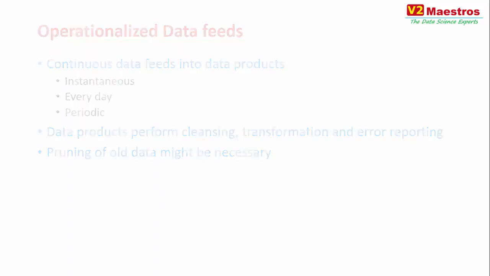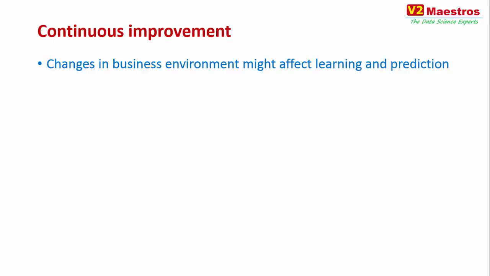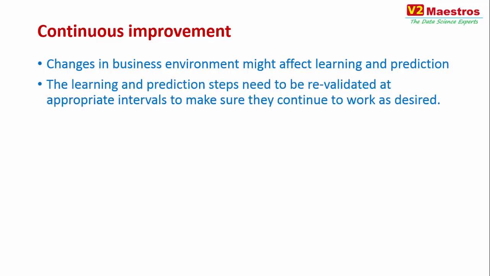So that completes all the steps that you have to do in a typical data science project. But there is always something called continuous improvement. Once you deploy a data product, there are always changes in the business environment that might affect all your learning and prediction. So this is something to remember. Everything that you built as a data product, the algorithms, the models, their accuracy might go down because of changes in the business environment. So the learning and prediction step has to be reevaluated periodically, at appropriate intervals, to make sure they are continuing to show the accuracy levels they originally were meant to have.